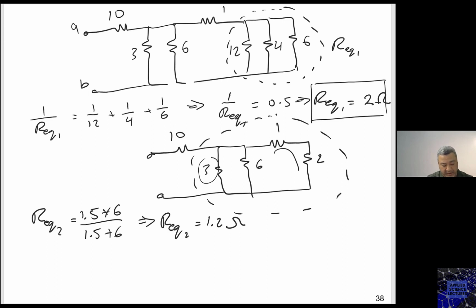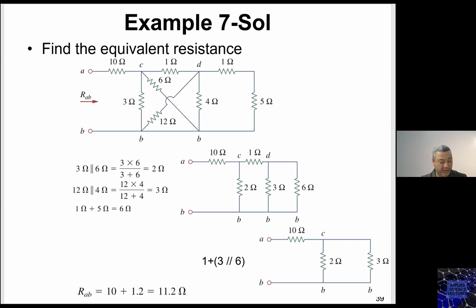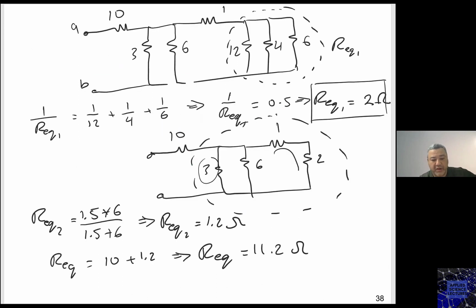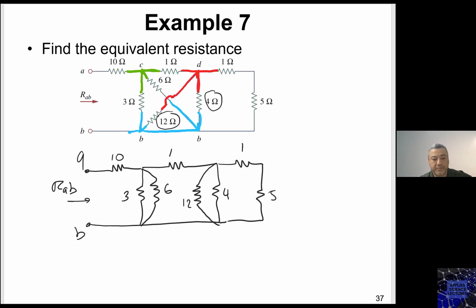Then I have now the R equivalent as this 1.2 ohm plus 10, then R equivalent is 11.2 ohms. Any question about how we solved this problem? No questions? Okay.